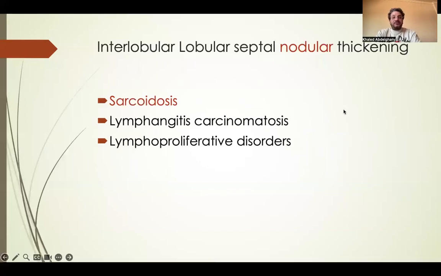In part 4, we'll talk about the interlobular septal nodular thickening, and the differential diagnosis is sarcoidosis, lymphangitic carcinomatosis, and lymphoproliferative disorders. We talked about lymphangitic carcinomatosis in the previous part because it can present with either smooth or nodular thickening. And now in part 4, we'll talk about sarcoidosis.